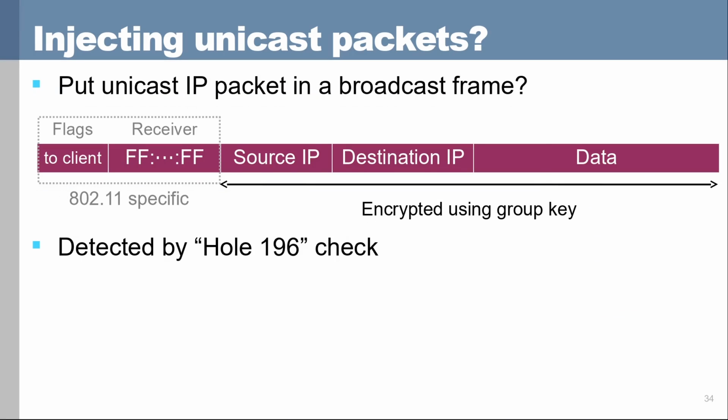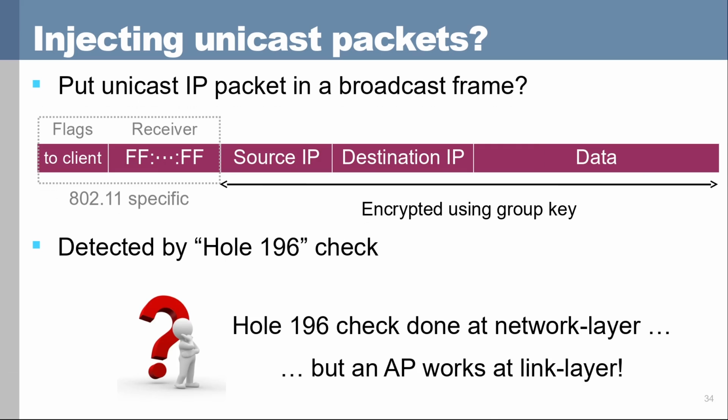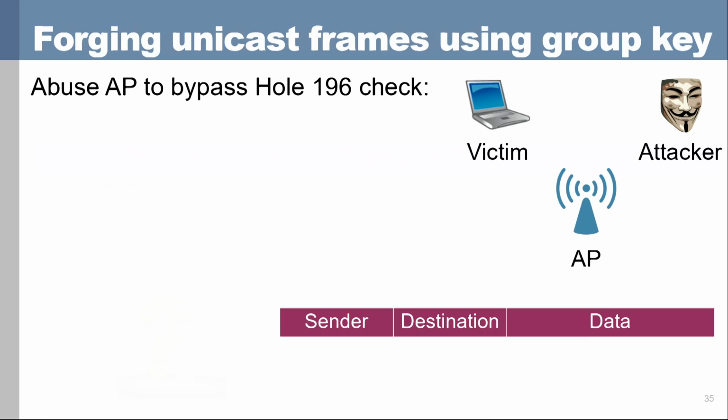So how can we try to bypass this check? Well, the realization we have to make is that this check occurs when a link layer packet is being passed on to the network layer where we have these unicast IP addresses. And an access point only works at the link layer. So if we can somehow abuse the access point, then we might be able to bypass this check. So let me simply explain the technique that we're going to use.